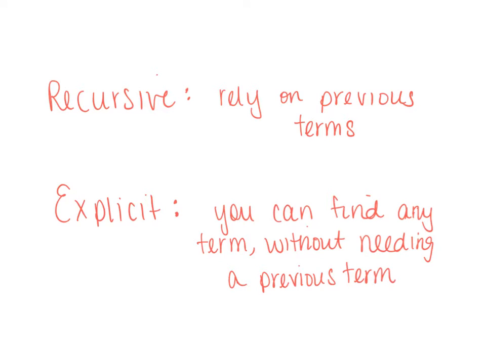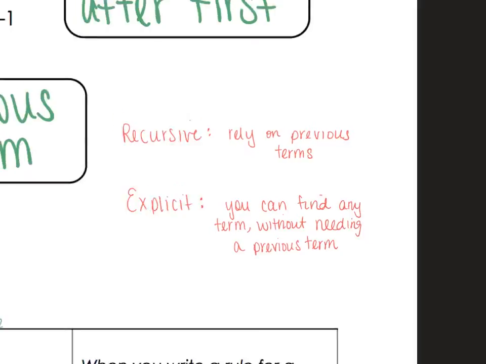We need to make sure that we truly understand the difference here, because when we're writing these rules, which we can consider like an equation, we need to make sure that we're using the appropriate method. Do I need a previous term for this, or can I write one without it? So let's go back to our worksheet here.